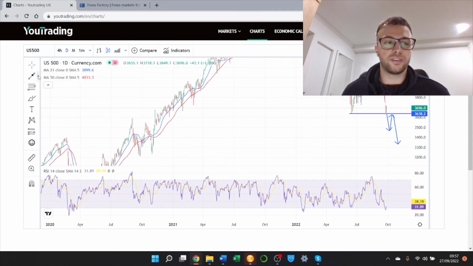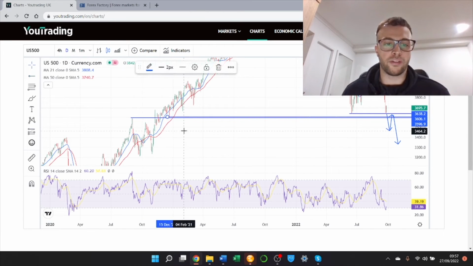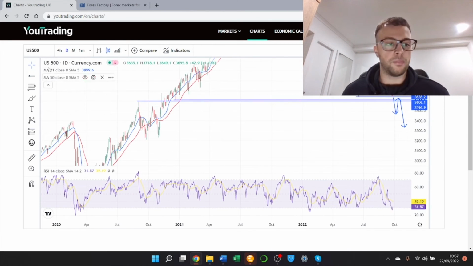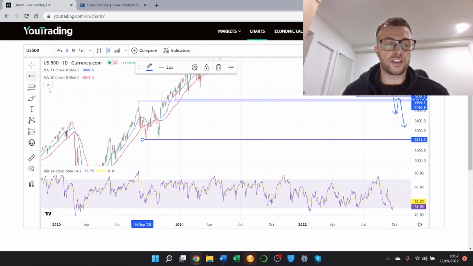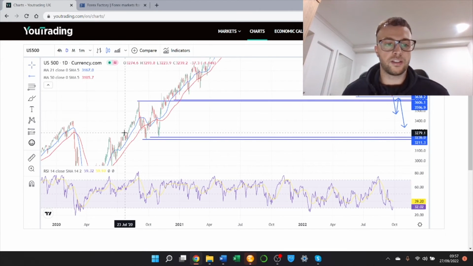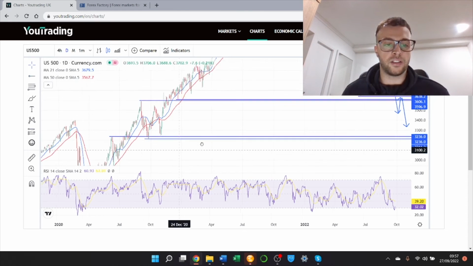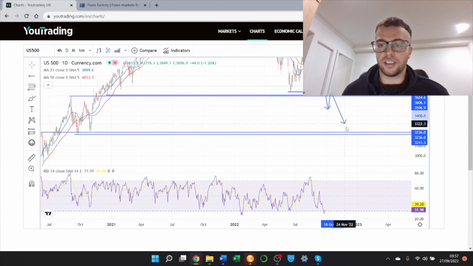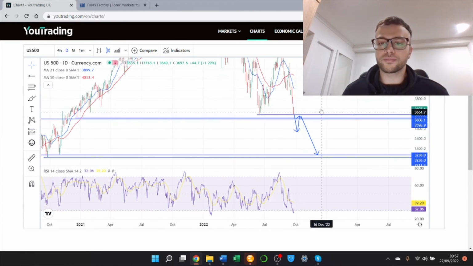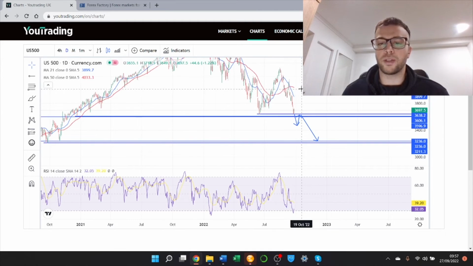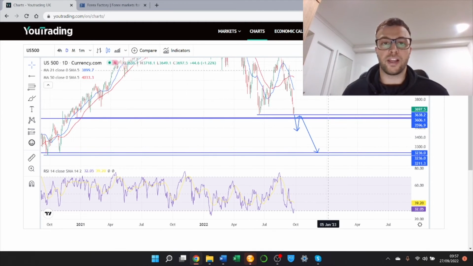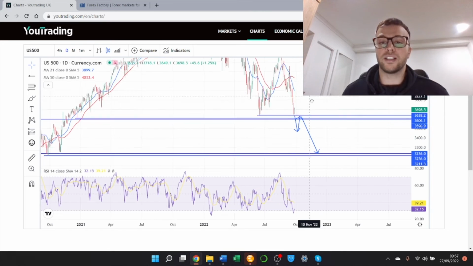And in terms of the next targets, obviously there's this 3,600 level, which would be one of the first areas to be hit. But really, you could be talking about 3,200. There's quite a lot of support in this area from 2020. Although that is a big drop, and you probably would need bad news on the inflation front in order to justify that drop in the short term, anyway.